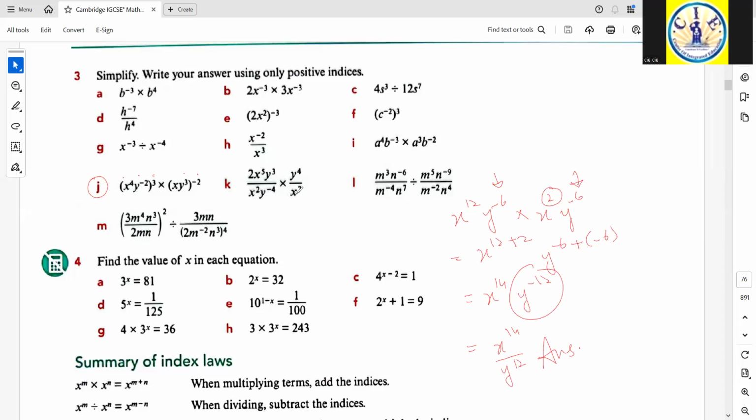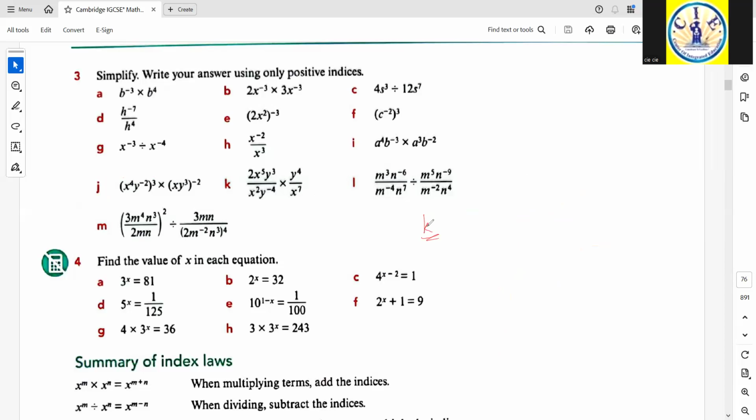Okay, now for this part K, we can combine all of them together. x raised to the power 5 minus 2 minus 7.